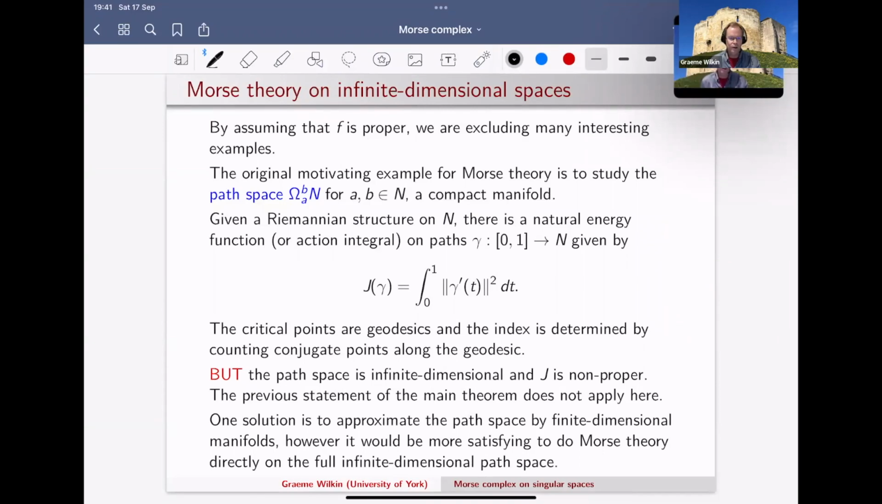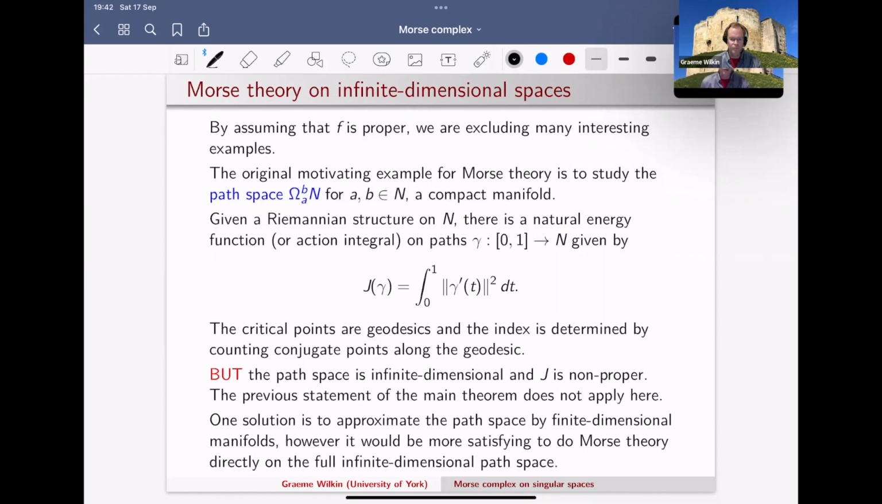So the picture I drew is compact. The theory works the same way if F is proper, but we're excluding lots of interesting examples by doing that. So Morse's original motivation is to study the path space. If you have two points in a manifold, you want to look at all the smooth paths between them, or you could maybe look at the C^k paths between them.